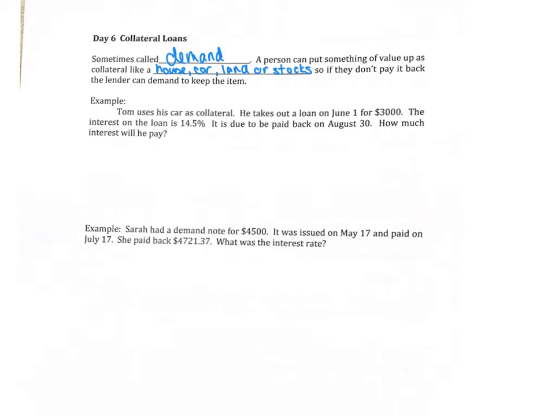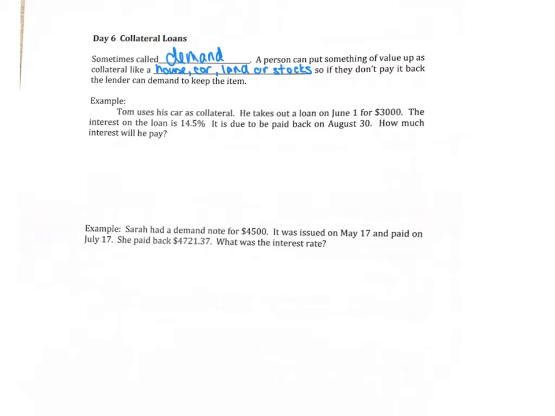So here's an example. These ones require a little bit more work because you need to actually figure out the exact number of days. So if we're doing something like this, we're going to say, okay, Tom uses his car as collateral. He takes out a loan on June 1st for $3,000. The interest on the loan is 14.5%. It is due to be paid back on August 30th. How much interest will he pay?